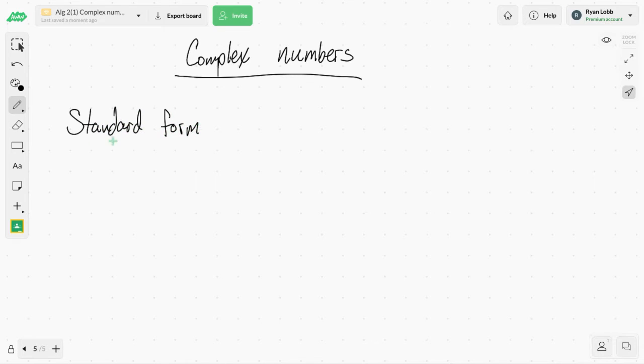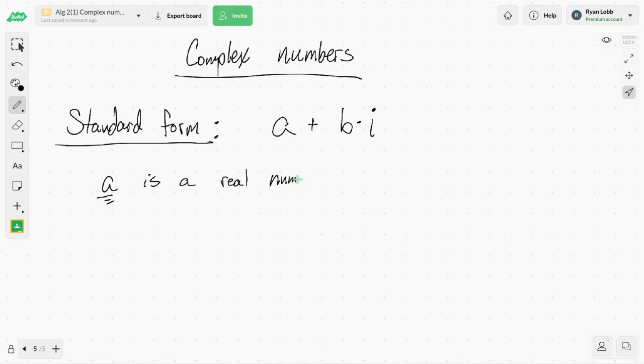All right, standard form. I've seen this before with quadratics. So standard form is this: a plus b times i. Okay, so that's standard form. a plus b times i. So now what is a? a is a real number. Okay, so a is just some real number.